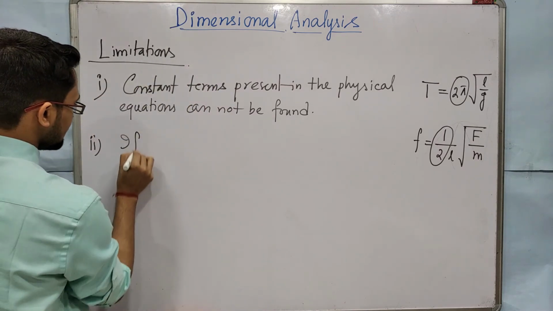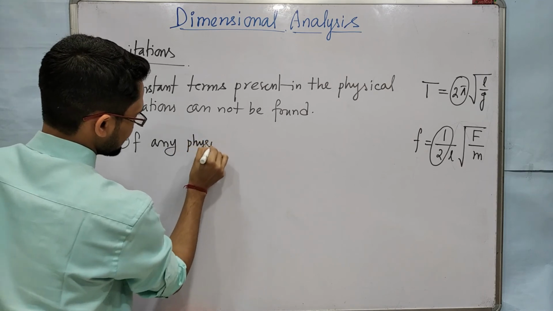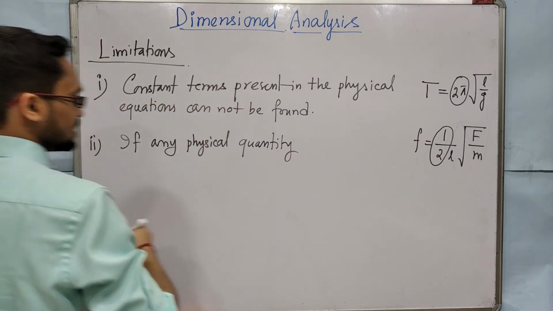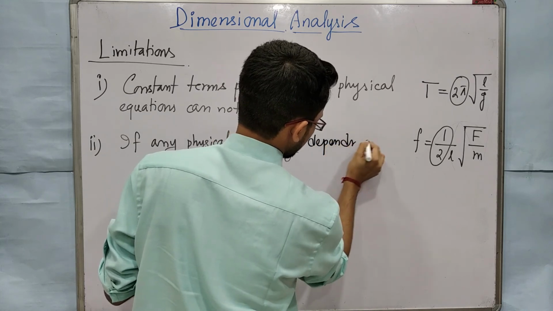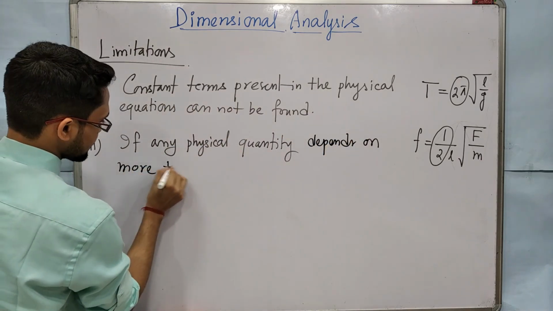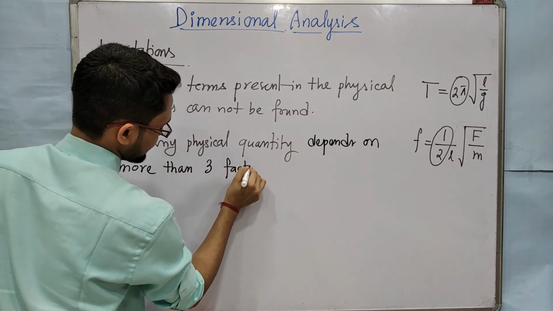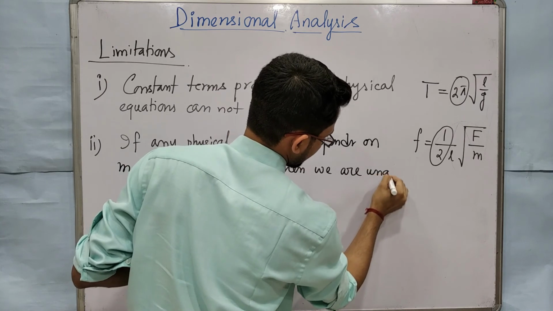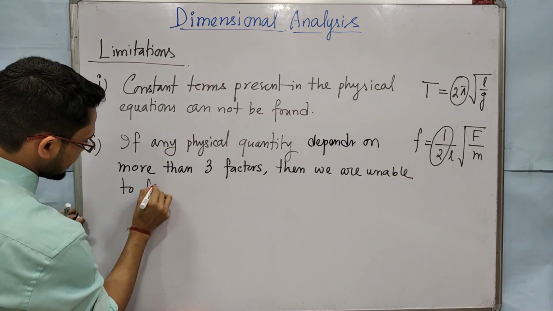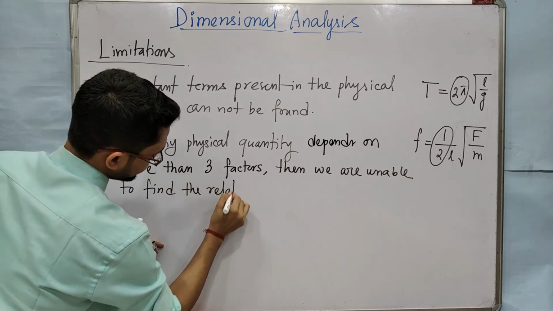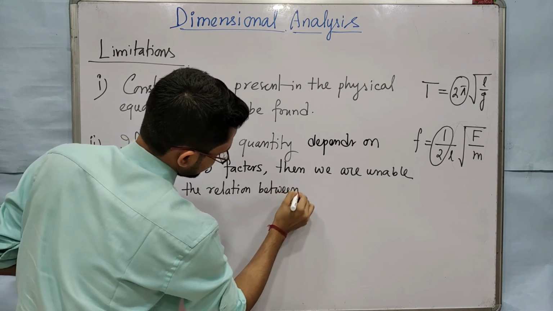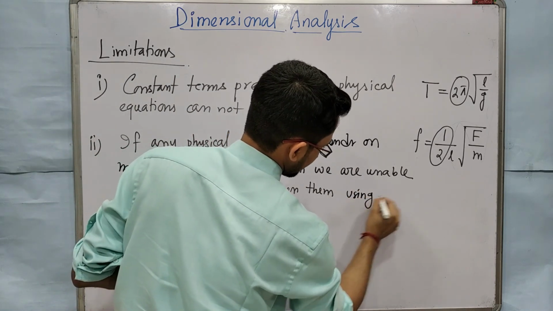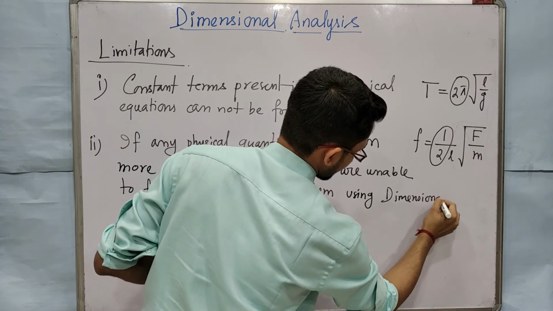So if any physical quantity depends on more than 3 factors, then we are unable to find the relation between them using dimensional analysis.